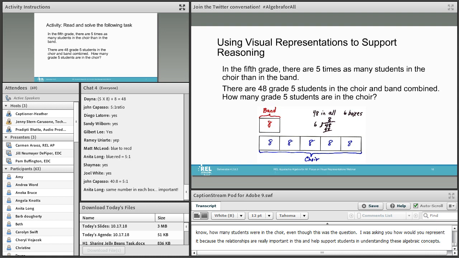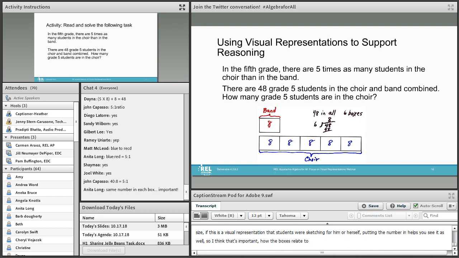Not only is there the same number in each box, but the boxes are about the same size. And even if they weren't the same size, if this was a visual representation the student were sketching for him or herself, putting the number in then helps you see that as well. So I think that's important, how the boxes relate to the problem solving.